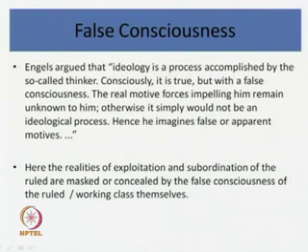This is by Engels actually, and I am quickly reading it. Engels argued that ideology is a process accomplished by the so-called thinker, consciously it is true, but with a false consciousness. The real motive forces impelling him remain unknown to him. Now, this is the connection between ideology and false consciousness. We are, of course, what he calls so-called thinkers, but we think in a false consciousness. The motives of the dominant class that create our thinking are not available to us, and hence we always live in a false consciousness.